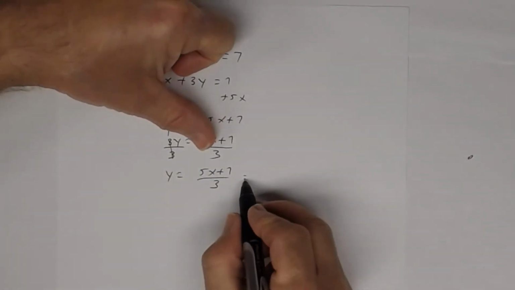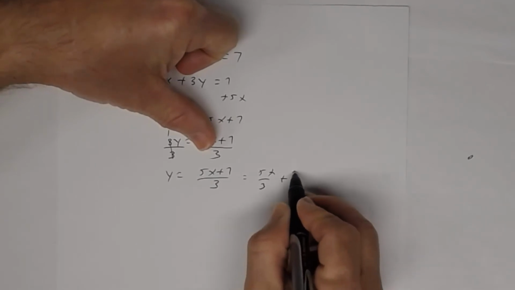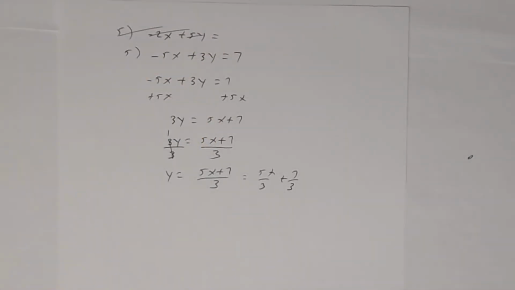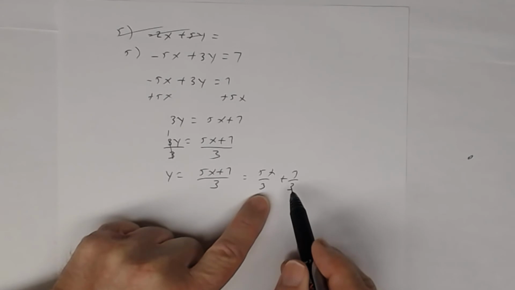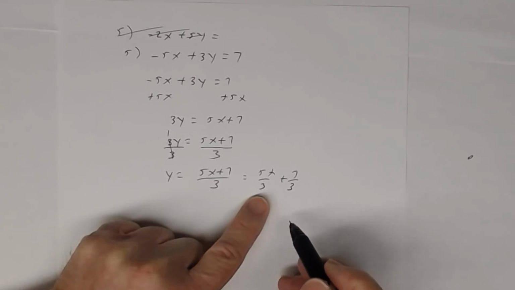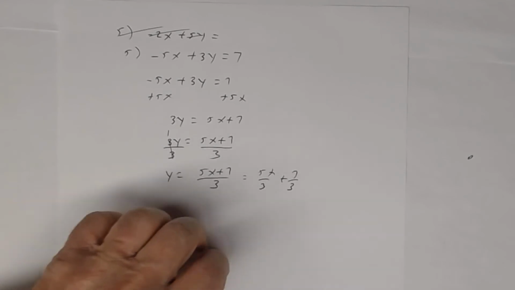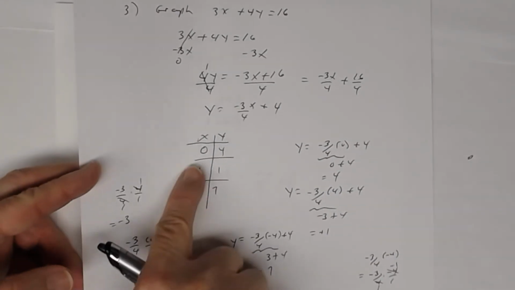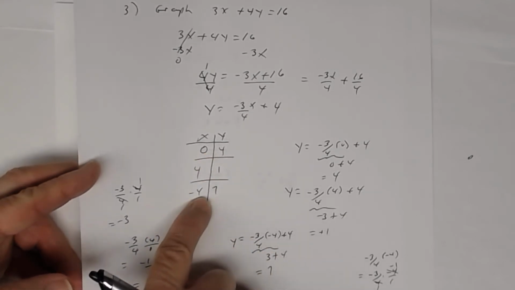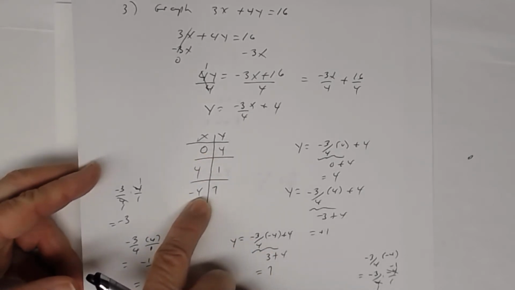When I do that, I get 5x divided by 3 plus 7 divided by 3, right? That's what I get. And notice that is in this kind of situation where I end up with two fractions instead of one of them being an integer. So this is the one where you have to be careful. This one's going to be a little bit more difficult. This will be a little bit more challenging to get your coordinates to be integers in your ordered pairs.